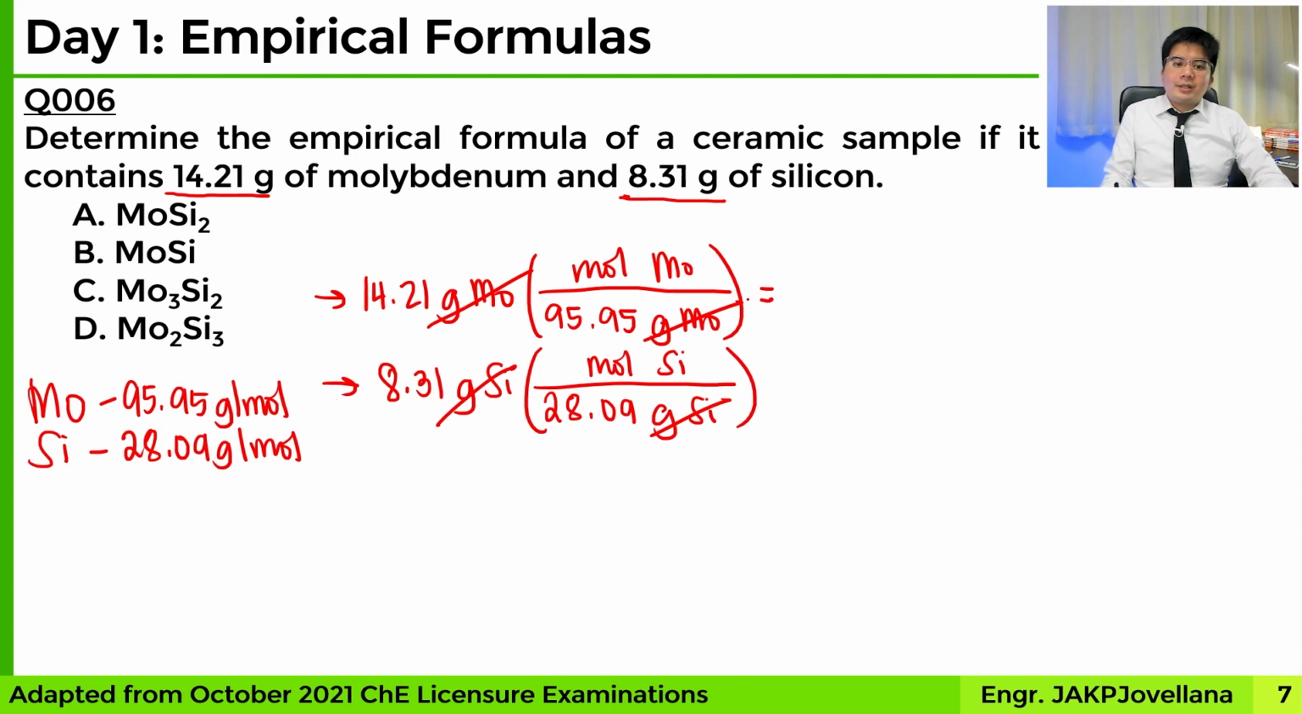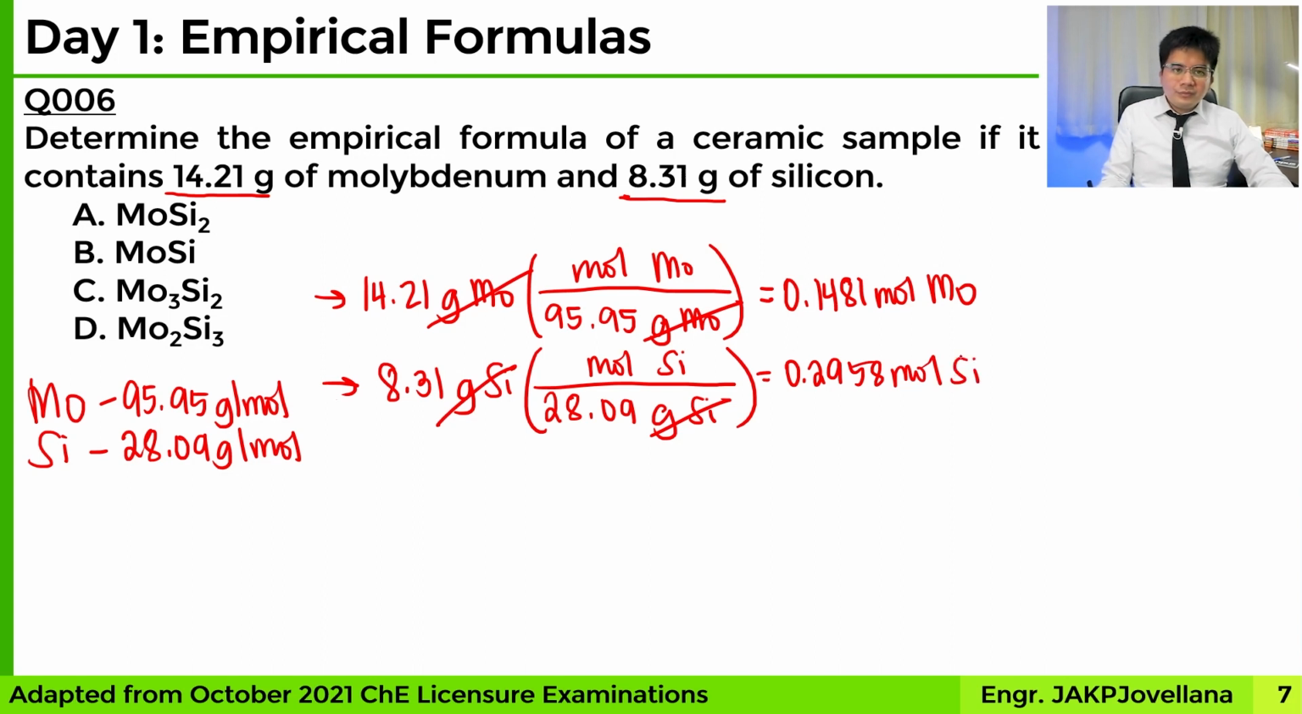So for the first part, 14.21 divided by 95.95 will give us 0.1481 moles of molybdenum. Next, 8.31 grams of silicon divided by 28.09 grams per mole for silicon, we have 0.2958 moles of silicon.